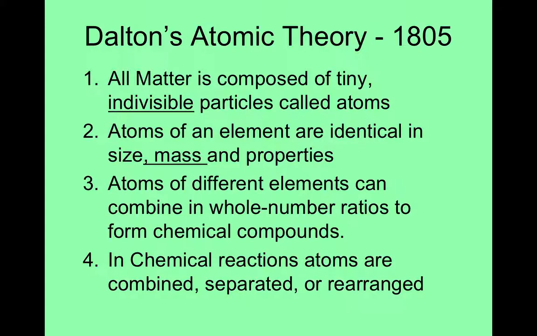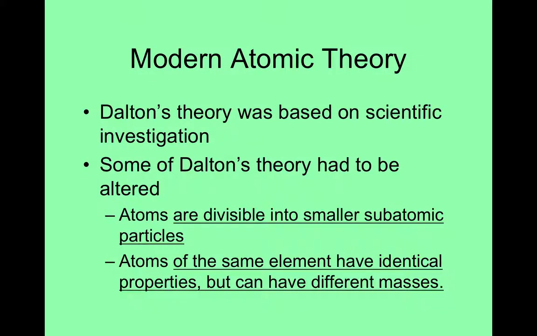Certainly many elements and atoms had to be discovered by the time that this theory was put together. You'll also notice there are two underlined words: indivisible and mass, and I underlined those words because they were the incorrect parts of his theory. So in 1805, Dalton came up with this theory based on scientific investigation, but some of Dalton's theory had to be altered. I don't like to use the word disproven here because a lot of what Dalton said was correct, and this happens all the time in science where we're more refining theories.